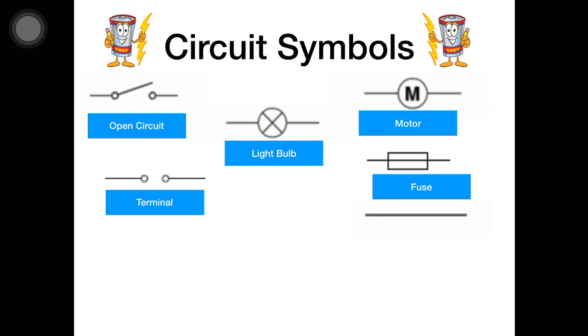Next, we have just this simple line. This simple line represents a wire. Nothing too complicated, just a simple line represents wire. So go ahead and fill in the word wire there.